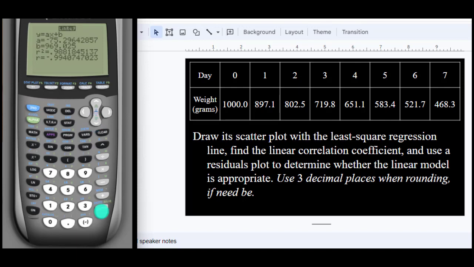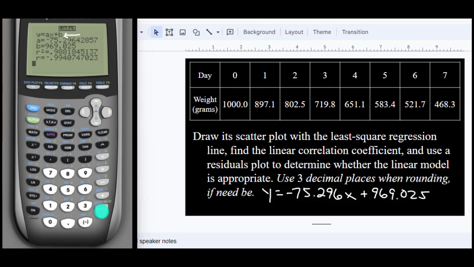So we get this value for our line of regression, y equals, and the A value is negative 75.296. That has an X value with it. In our formula right up here at the top, remember we're plugging in the A and the B into that pattern. Then the B value is 969.025.